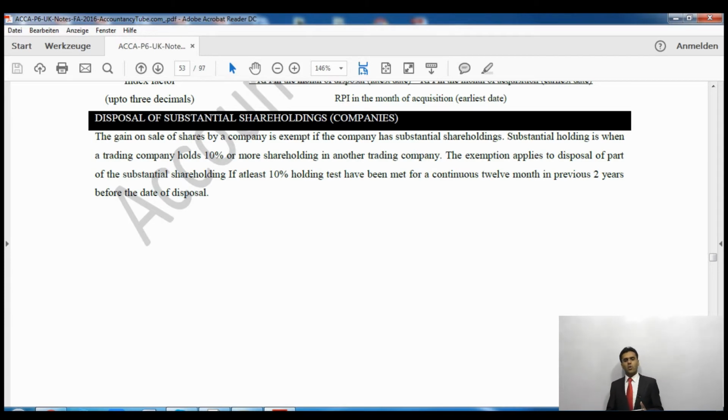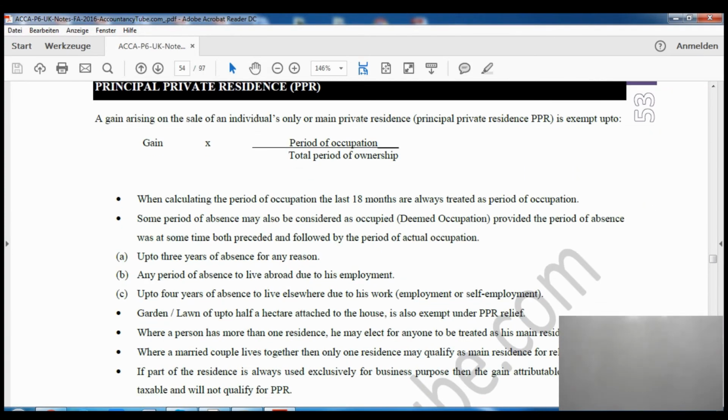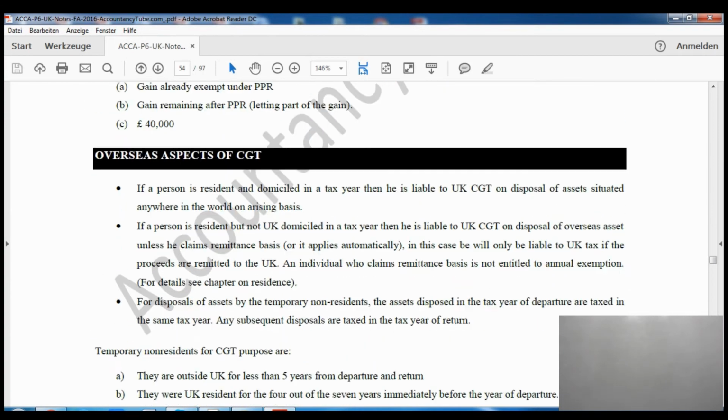When one trading company holds shares in another trading company, and shares means 10% or more, and the shares have been held for a consecutive 12 months of the last 24 months, then the gain on that is going to be exempt under the substantial shareholding exemption. Now if you come to page number 53, I'm just leaving page number 53 for now.